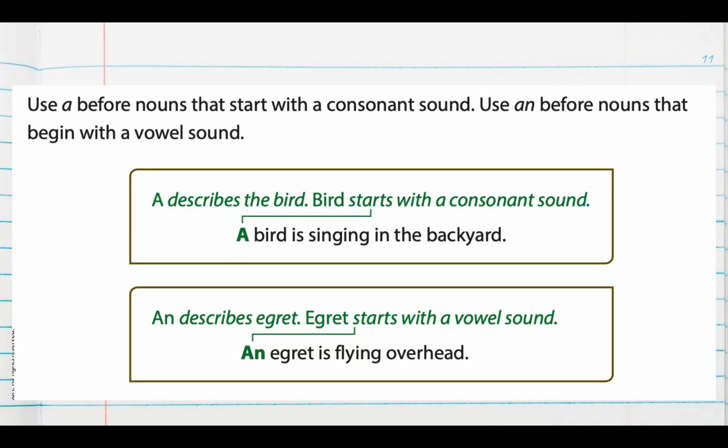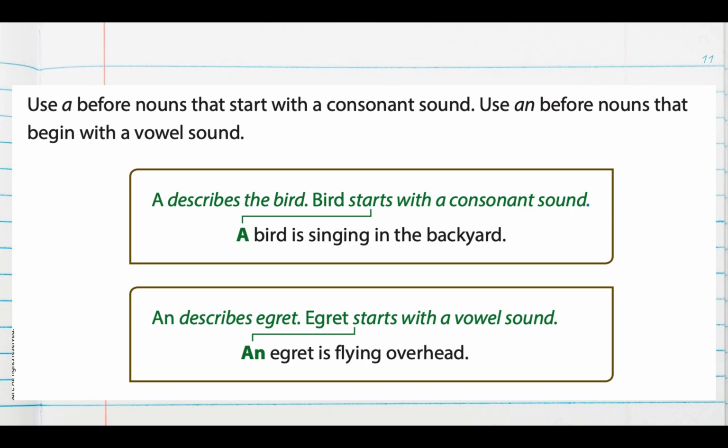We use a before nouns that start with a consonant sound, and we use an before nouns that begin with a vowel sound. So let's look at this first example. A bird is singing in the backyard. We're going to use the article a here because bird starts with a consonant. But the second example says, an egret is flying overhead. Now we're going to use the article an because egret starts with an E, a vowel sound.